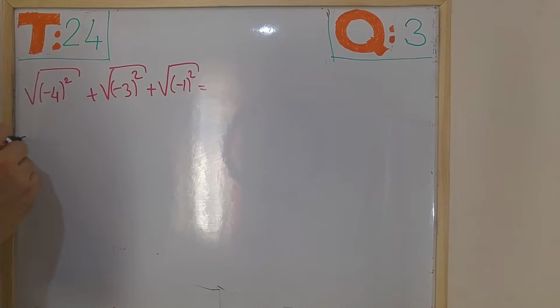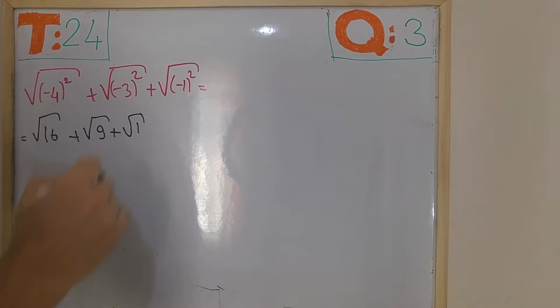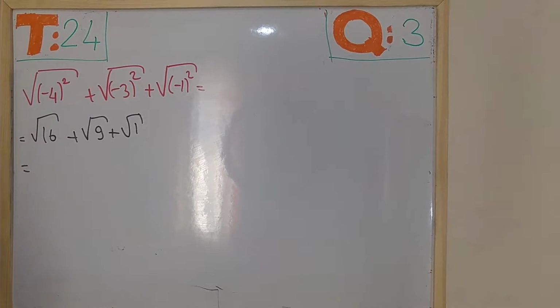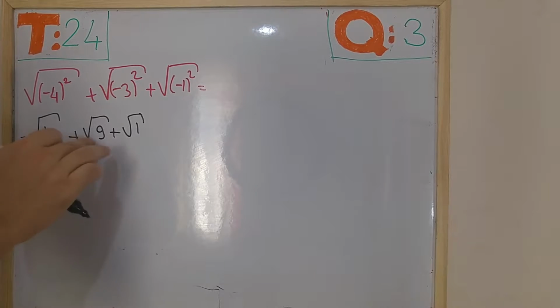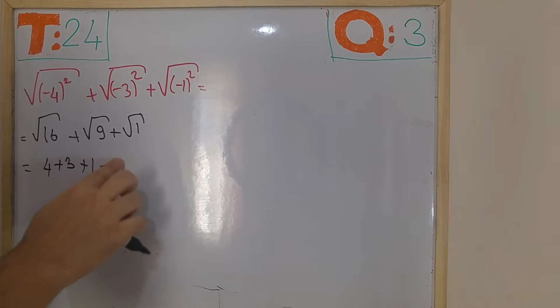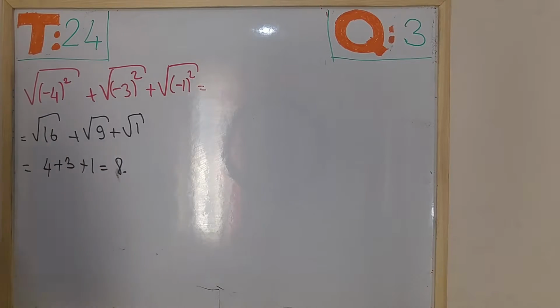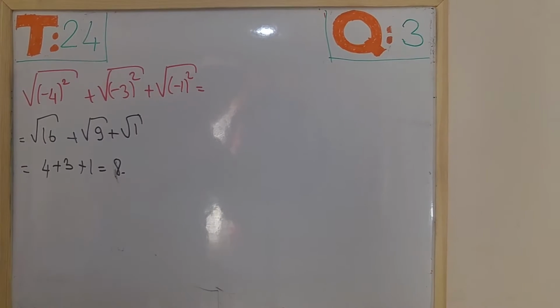This is equal to square root of 16 because the square of minus 4 is equal to plus 16, plus 9 and plus 1. Now we get the square roots. Square root of 16 is equal to 4, but we're not putting any negative here. That's why we just say 4, 3, 1, which makes 3 plus 1 plus 4 is equal to 8.